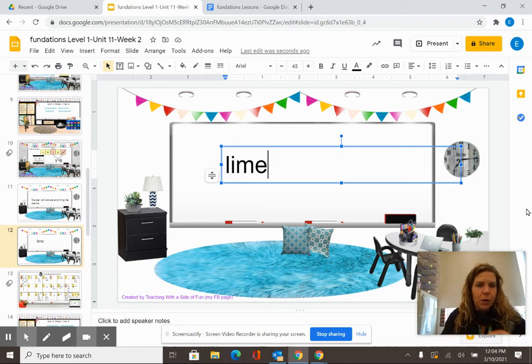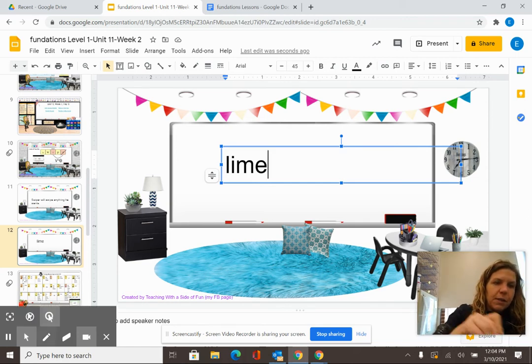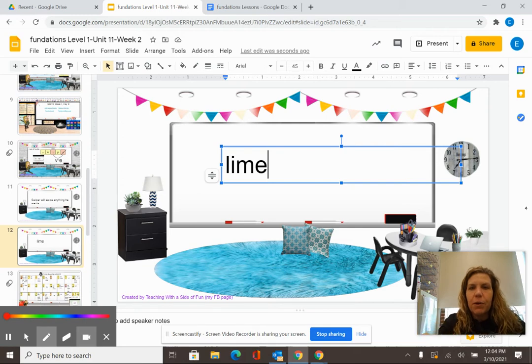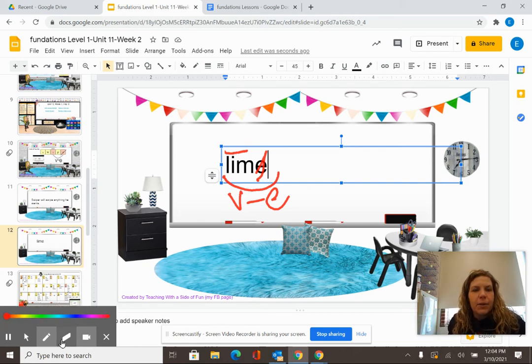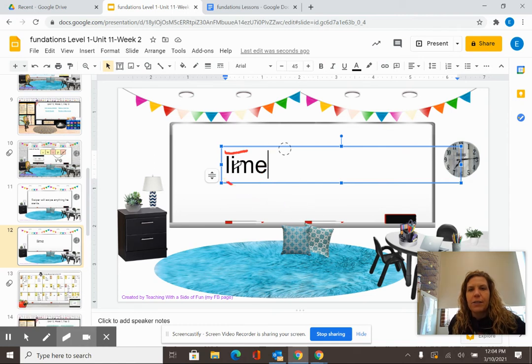To mark up this word, the first thing we want to do is cross out the E, and we want to scoop and put V-E, because that's the I, and then you put the mark above that says it's a long I. All right, boys and girls, did you get lime right? Let's try our next word.